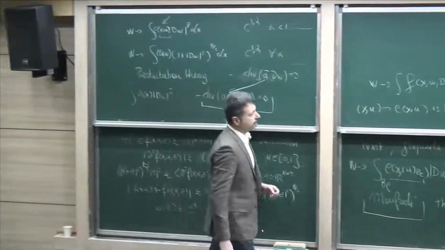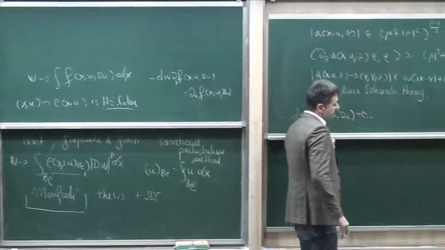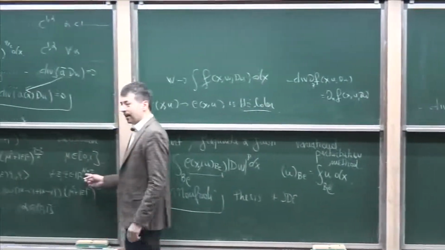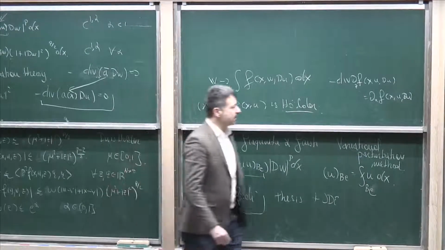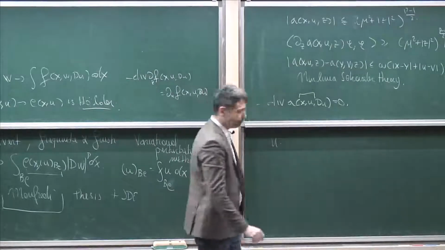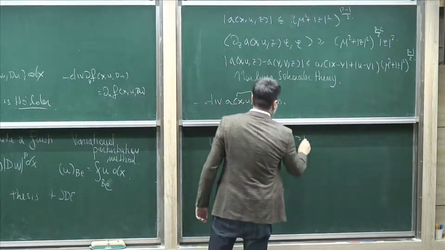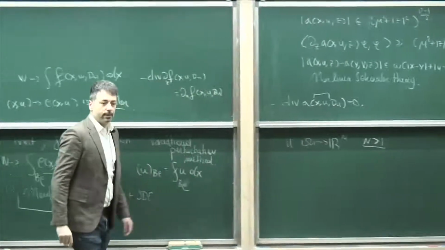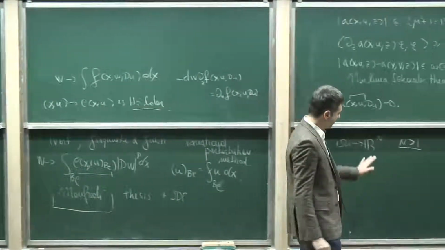And now I turn to the vectorial case. In fact, I already wrote here capital N is equal to 1. Now capital N is larger than 1. So in this case, everything is formulated in the usual way, but u is vector valued. So it's a vector valued map.